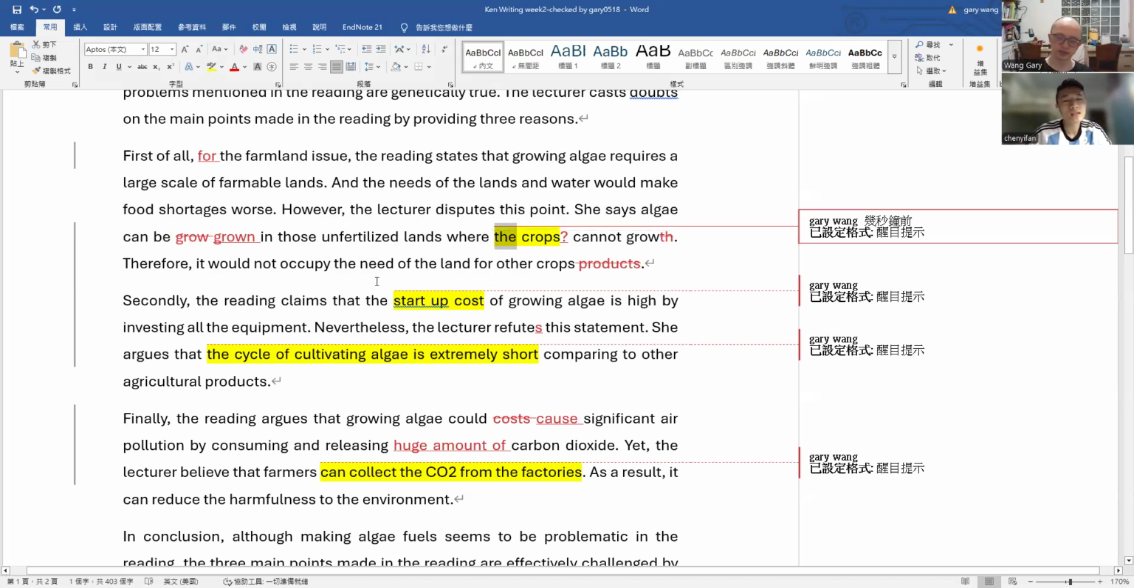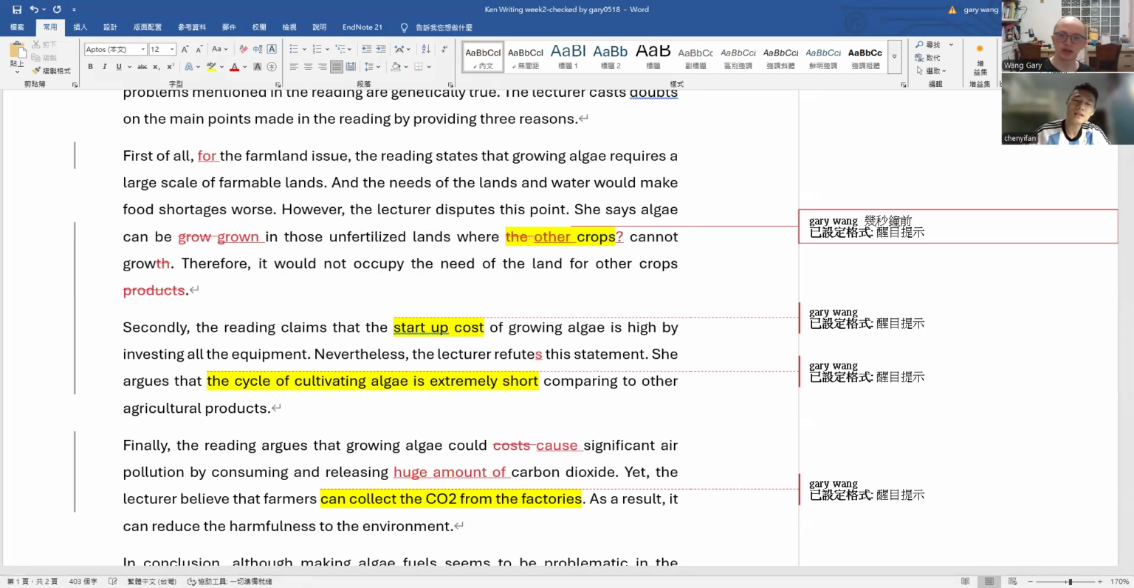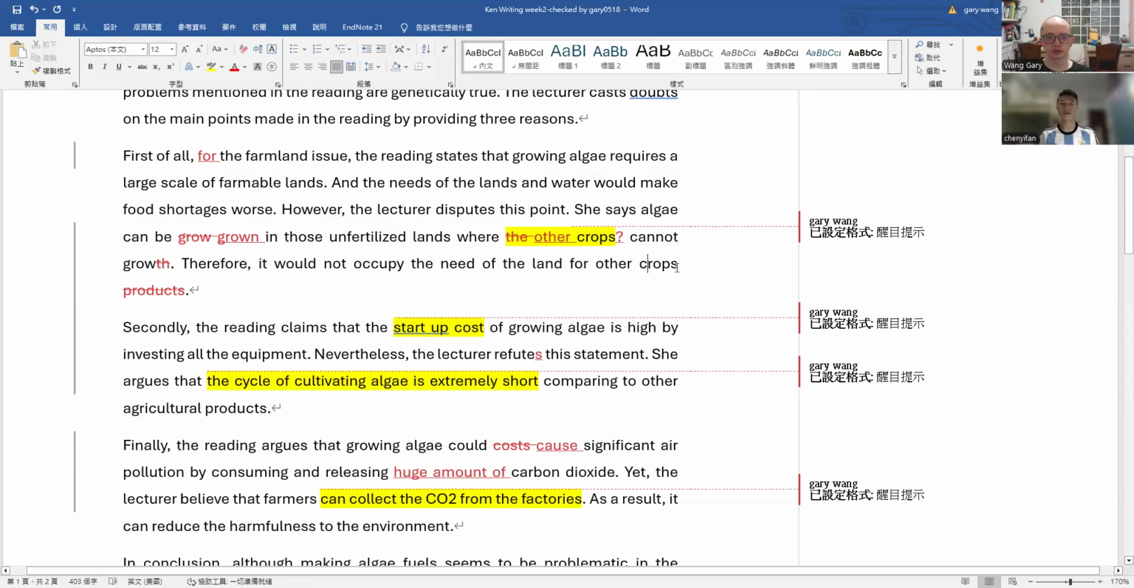Where other crops cannot grow. So for the preposition, "grown" is the past participle. And therefore it would not occupy the need of the land for other crops. Okay, so it's for crops. It's not for crop products. Because we can only grow crops, we cannot grow products.